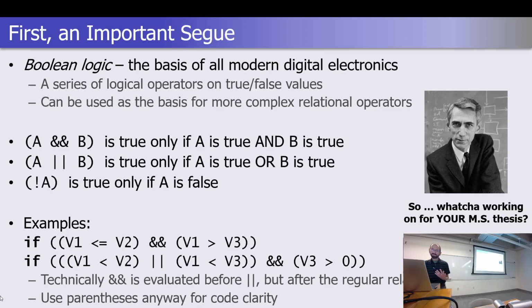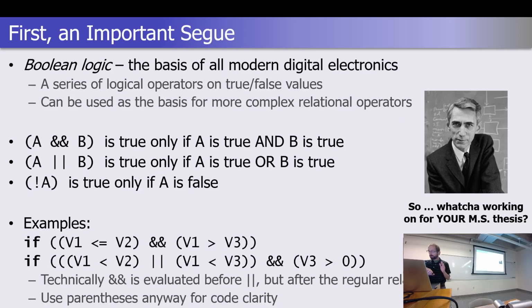And then the other one that's most commonly used is inversion or not. Not A is true only if A is false. And we sometimes want to know if something is false, and that would be one way to do it. Just take the condition and invert it here. So you will learn about Boolean logic in CPRE 281. It is the basis of all modern digital electronics. Using a series of logical operations on true-false values, you can build up much more complicated circuitry, including all of the processors that we use today.